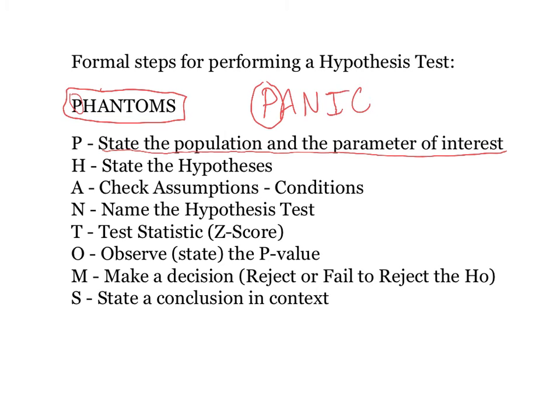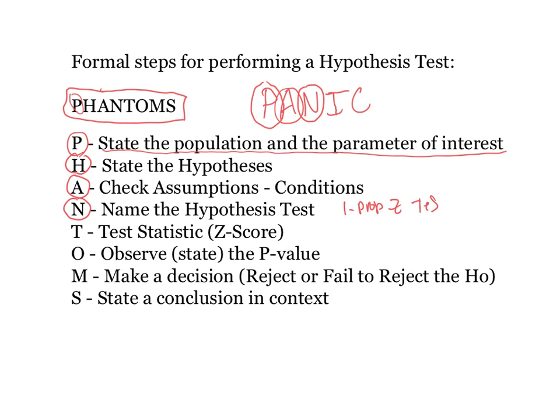So just like in a confidence interval where we had to say, what's the population, what are we trying to find? The H stands for the hypotheses. That's pretty straightforward. That's where you'd write the null and the alternate, okay? And we'll practice that. A is just like it was in PANIC. It's the assumptions and the conditions. That's where you would run through the random sample, 10% rule, and the n times p and n times 1 minus p thing. Then N in PANIC, remember, was name the test or name the interval. In PHANTOMS, it's name the hypothesis test. So for us, it would be a 1 proportion z test.